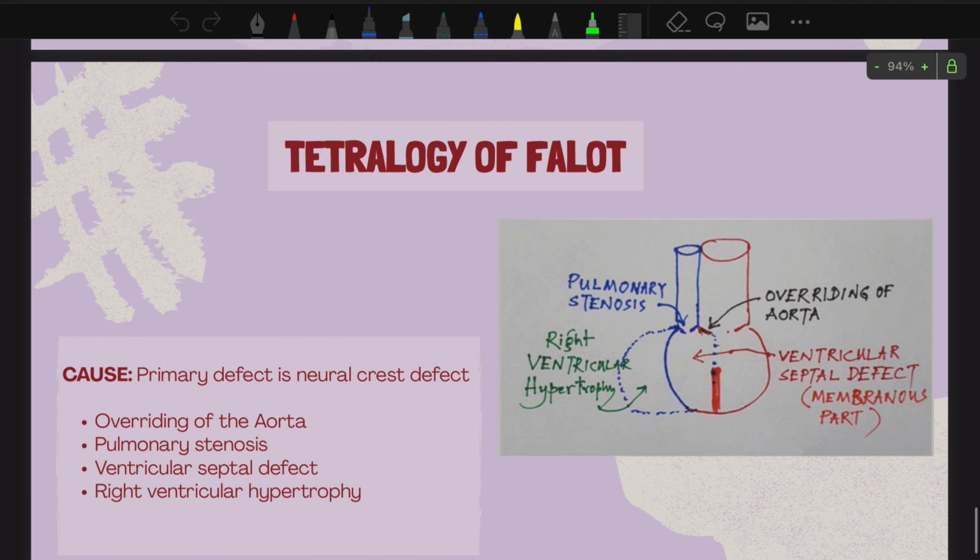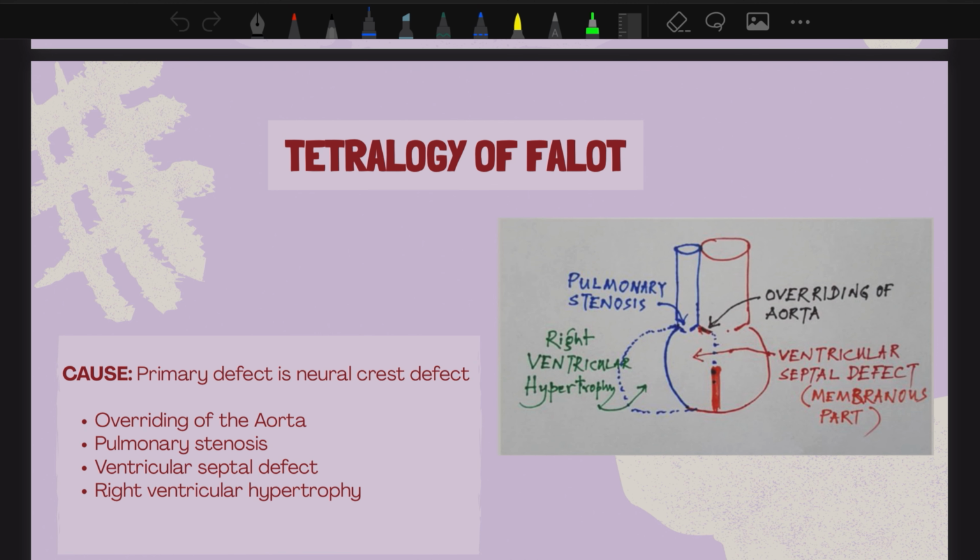Then finally, the last slide, which is the tetralogy of Fallot. You have to know that the main cause for this disease is the neural crest defect. So if he gives you options for what causes the tetralogy of Fallot, it's the problem of a neural crest. It's a neural crest defect. It's not the overriding of aorta or anything of these. These are problems in the tetralogy of Fallot, but they're not the main cause. Okay.